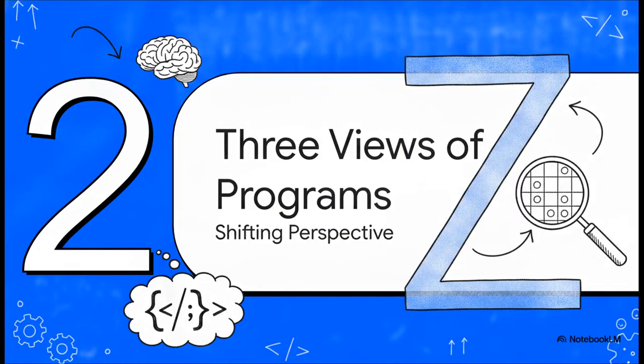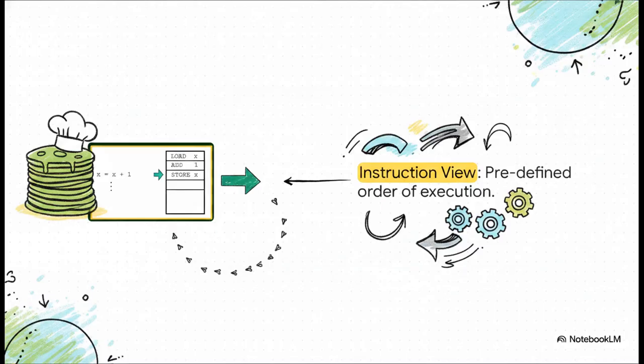Section 2. 3 views of programs. Shifting our perspective. To really grasp how formal specifications work, we have to change how we traditionally look at code. The first way we usually see programs is the instruction view. This is your standard, basic, sequential way of looking at things. It's like stepping through a recipe line by line. Load a variable, add 1 to it, store it. Just a predefined order of execution.